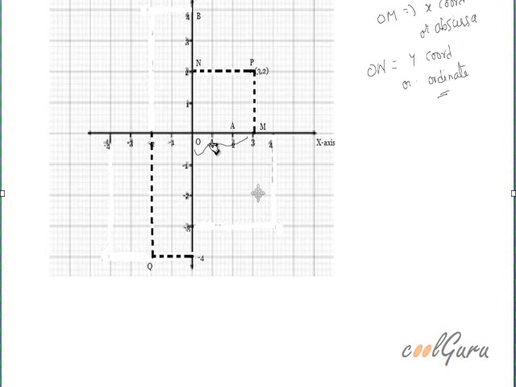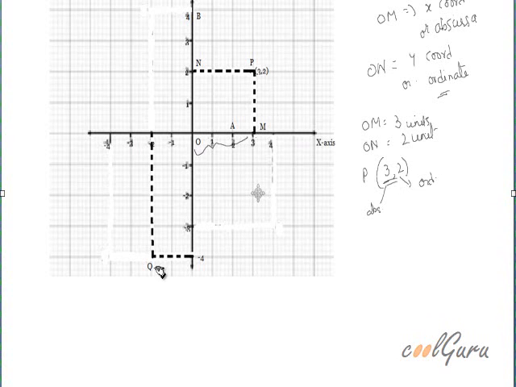So in this example we see that OM is equal to 3 units and ON, this distance, is equal to 2 units. So now we can say that the coordinates of point P are (3, 2). Abscissa is written first, followed by ordinate. So the coordinates of the point P are (3, 2).